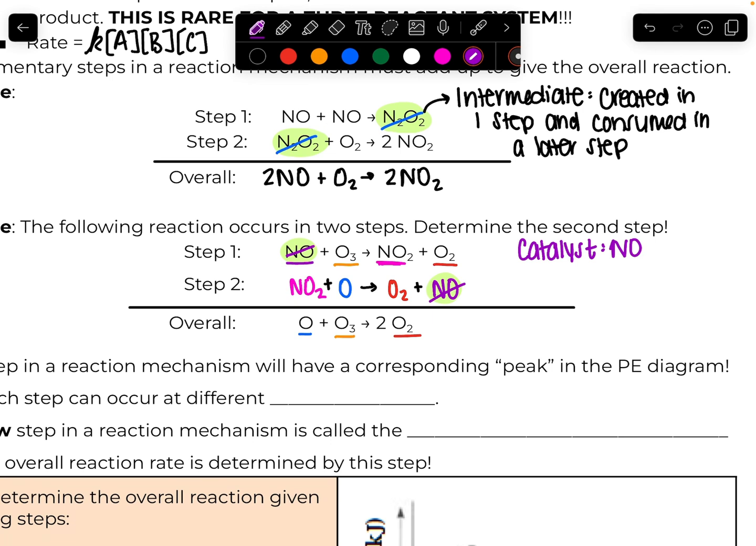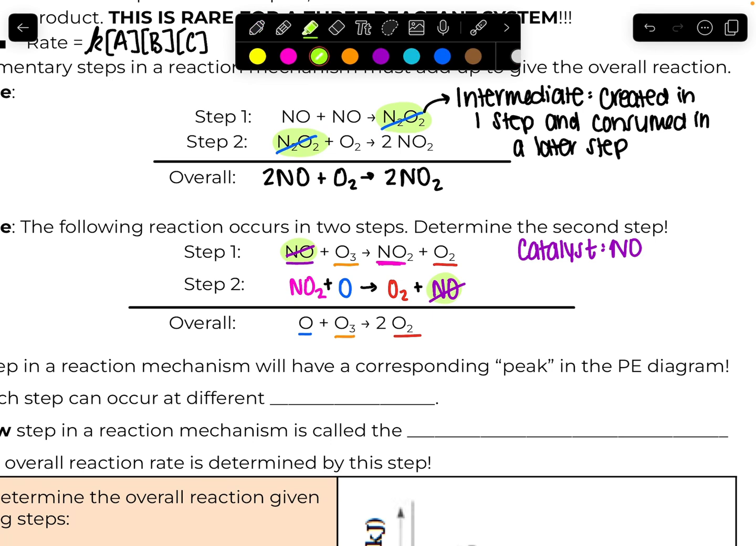Catalysts are used at the start of a reaction to speed up a reaction step, but they are reproduced later in the reaction, so we get them back. Because of that, they're important to the reaction, but they don't actually participate in the overall reaction, so they're canceled from the overall reaction equation. So NO, nitrogen monoxide, must be a catalyst. It shows up at the beginning, it gets reproduced at the end.